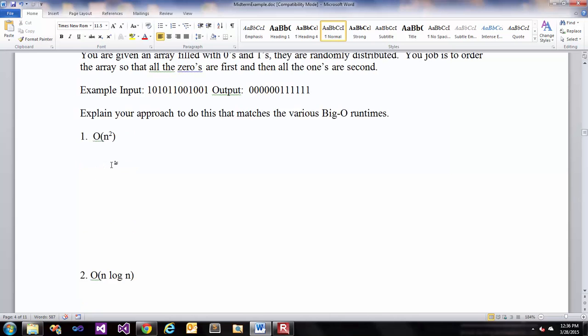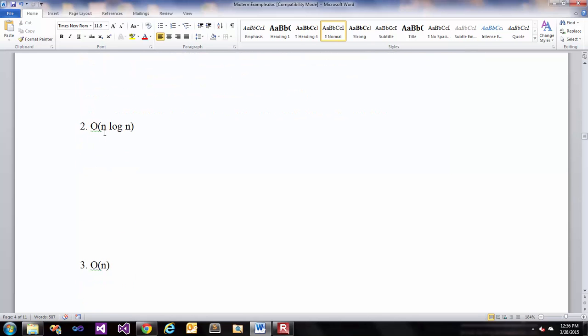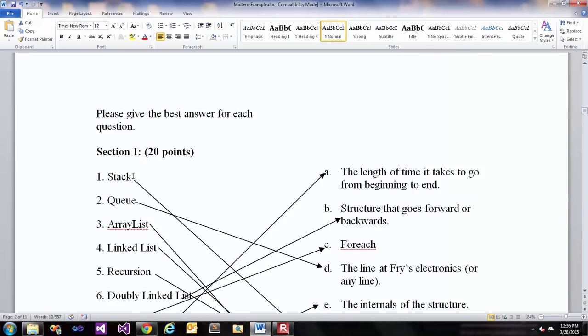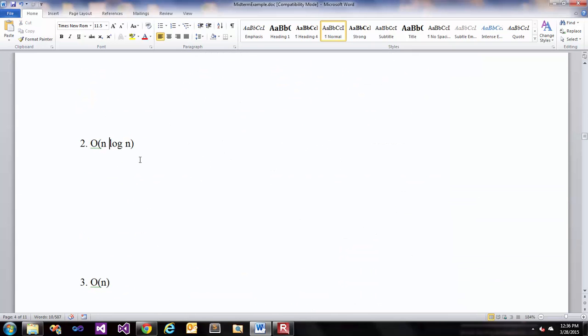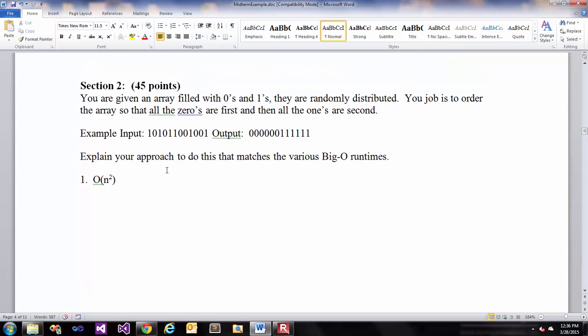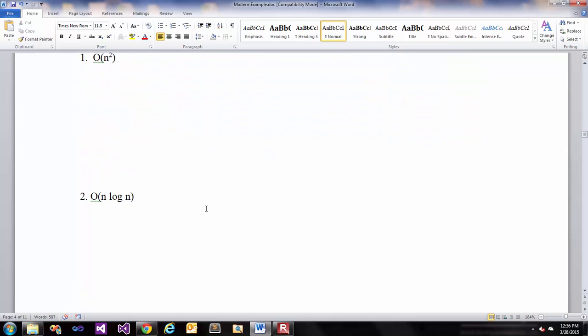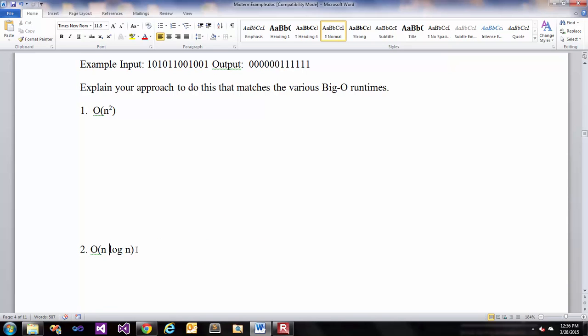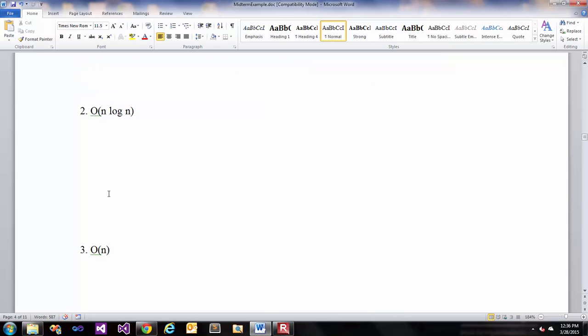Next, since we've already established that this is a sorting problem, O(n log n) is another sorting runtime that we could use. If we go back up, we see that two available options are merge sort or quick sort. So we could simply say that by sorting the array with the merge sort or quick sort algorithm, we will get an n log n runtime, as that is the runtime of those algorithms. So that would be our answer for O(n log n).